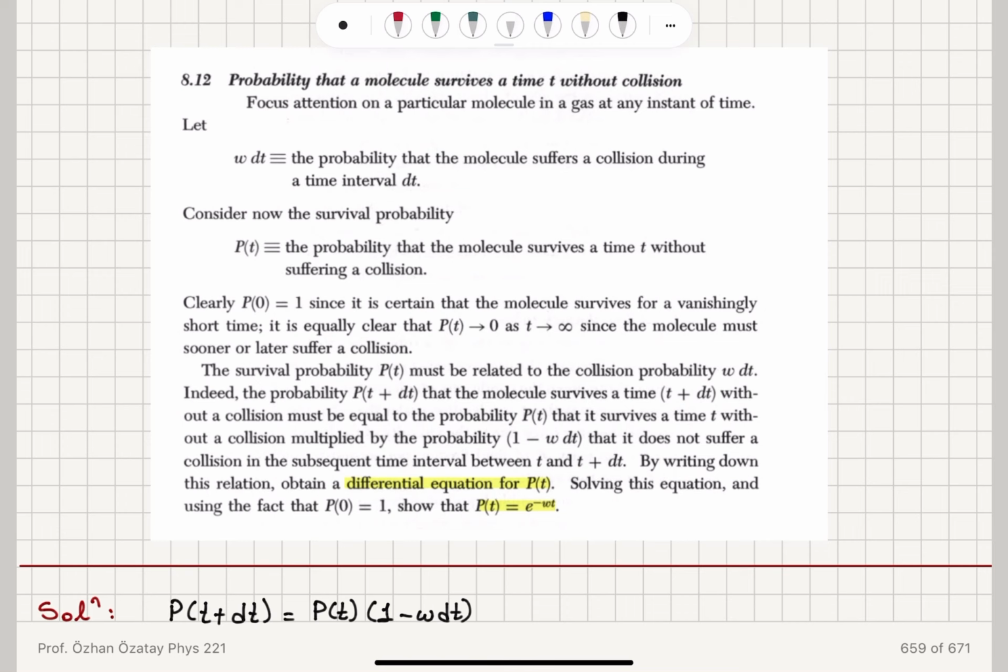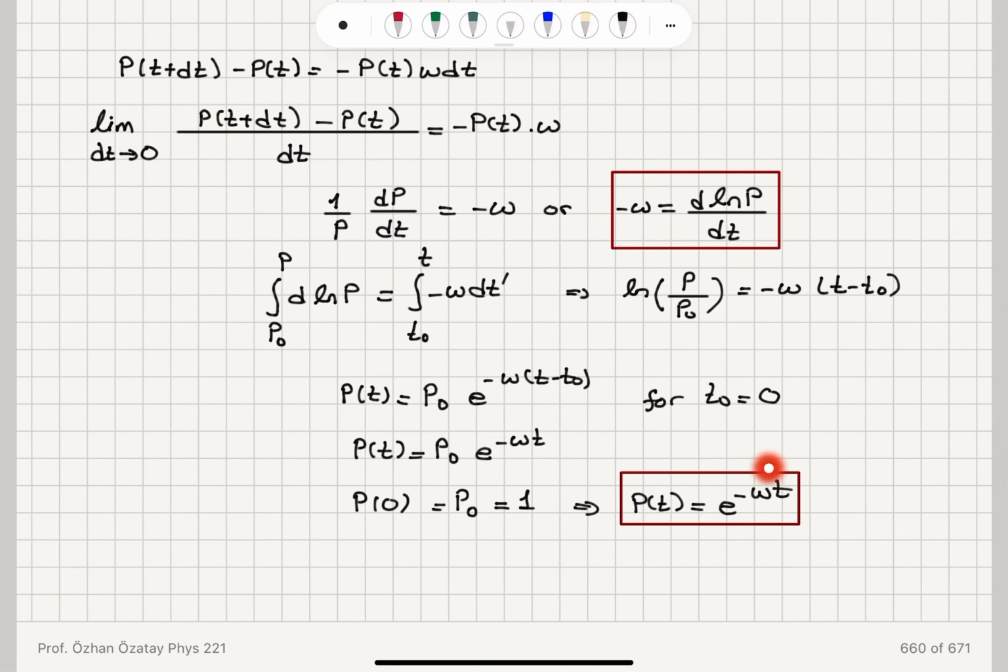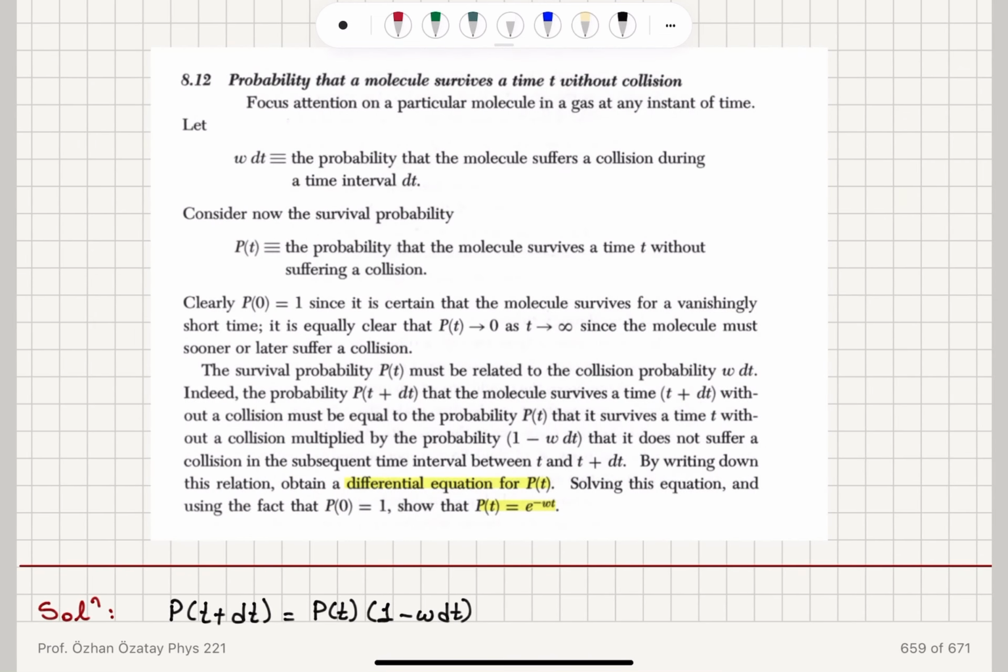So to summarize, we're focusing on a molecule. We define ω dt, the probability that the molecule suffers a collision in time interval dt, and P of t, the probability that the molecule survives a time t without suffering a collision. It doesn't suffer a collision at t equal to 0, so the probability of not having a collision at t equal to 0 is 1, and it should die off as t goes to infinity. You can see that here: as t goes to infinity, the probability goes to 0. It should sooner or later suffer a collision.